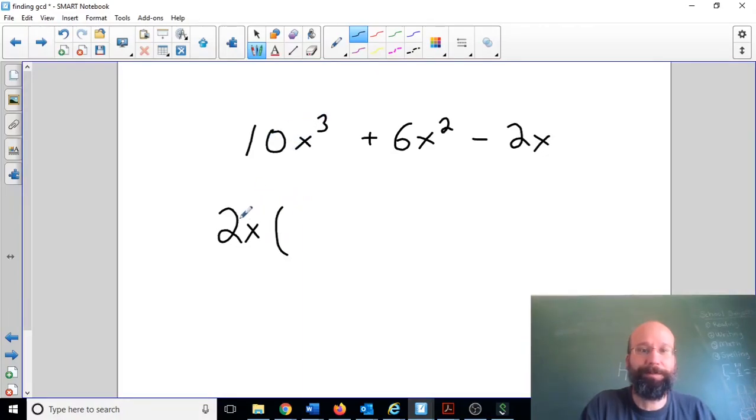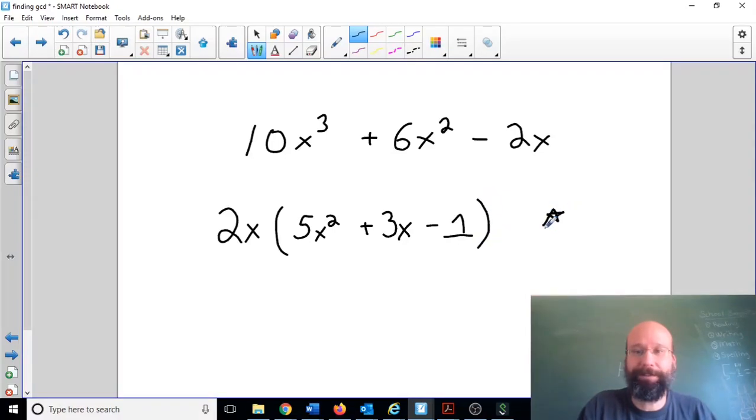And now we can start dividing each of these terms by this term. So 10x cubed divided by 2x is 5x squared. 6x squared divided by 2x is 3x. Negative 2x divided by 2x is negative 1. It's always tricky, but if it's the same term, it's a 1. It's not a 0. All right. So this should be our answer.